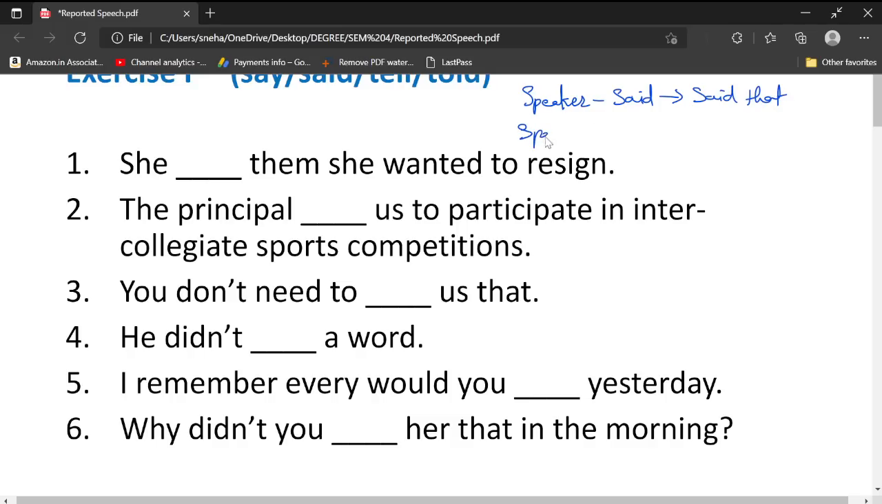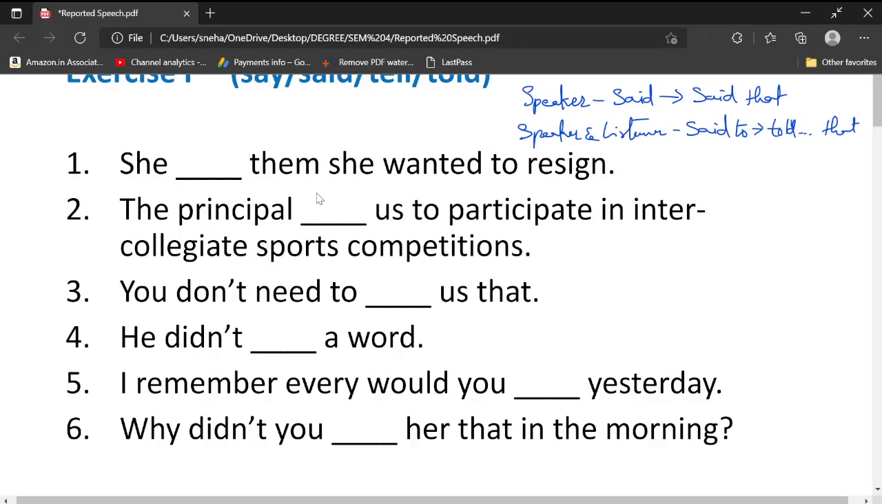If at all speaker and listener both are mentioned there, you would come across said to in the direct speech. Said to changes to told somebody that. Okay, these are the two rules which you have to remember. Now I will tell you how to identify these speaker and the listener.